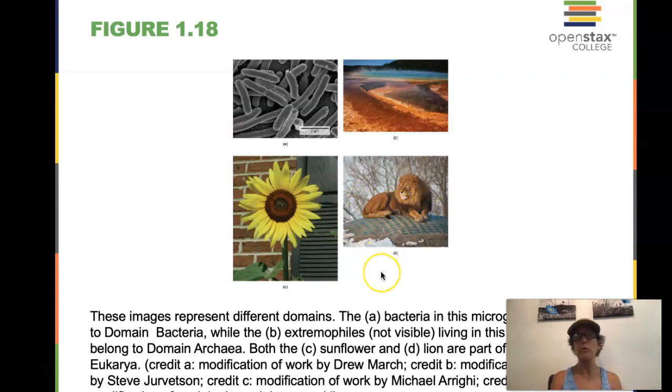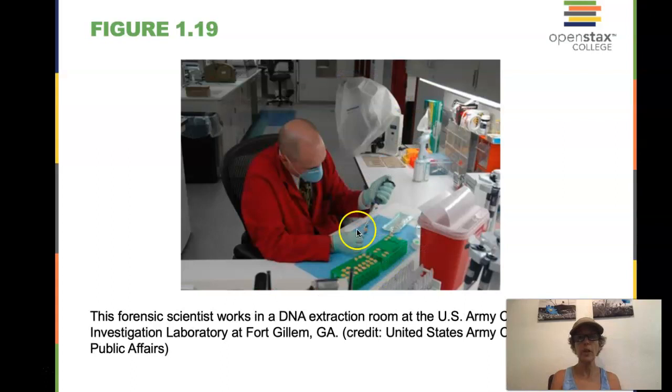Plants and animals are both eukaryotes, or domain Eukarya, because their individual cells have a nucleus. We have an image here of a scientist extracting DNA. He is wearing a mask and gloves because he is protecting the samples from himself. We do not want any DNA from the scientist ending up in the samples, especially in a criminal investigation lab.